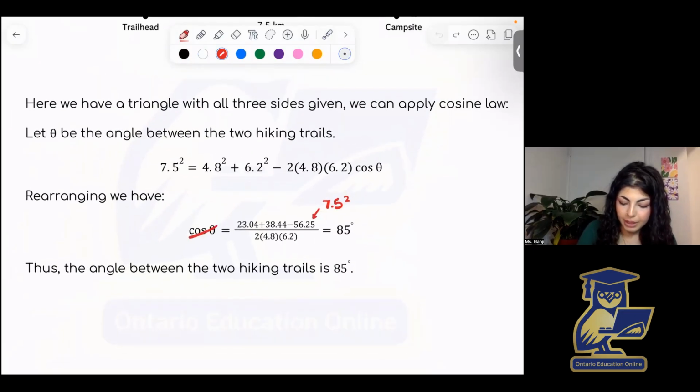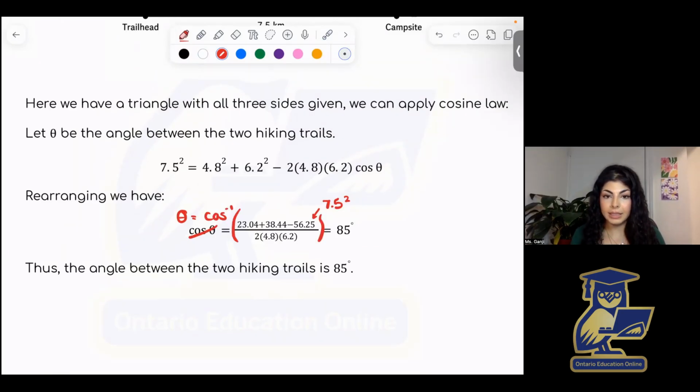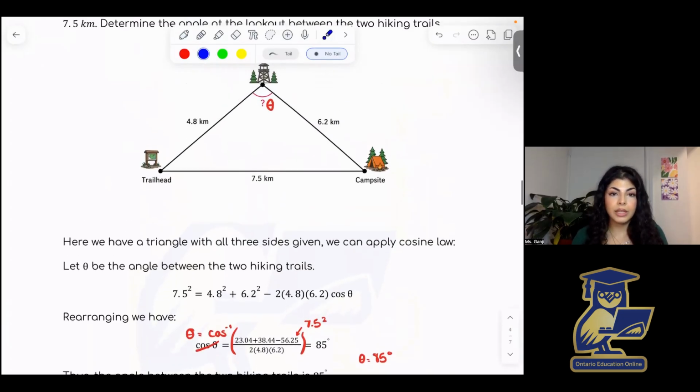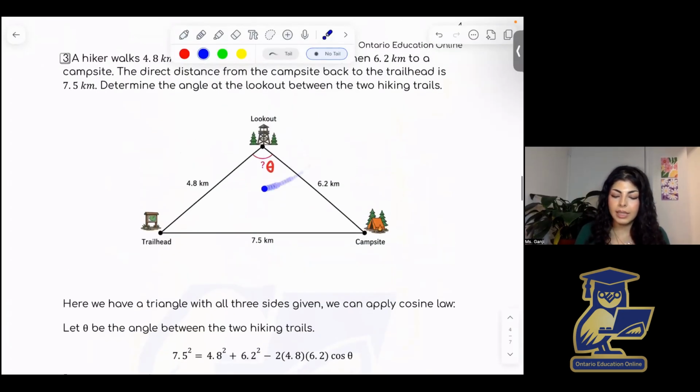This should be, because I did the equals 85 degrees there, I should have done theta is equal to cosine inverse of this whole bracket there, and then that is equal to 85 degrees, because it wouldn't make sense to say the cosine of theta is equal to 85 degrees. Or I could have left it at that and then had a next line that was theta is equal to 85 degrees. So the angle between the two hiking trails is 85 degrees. I just rounded to the nearest degree there, and that's this angle here.